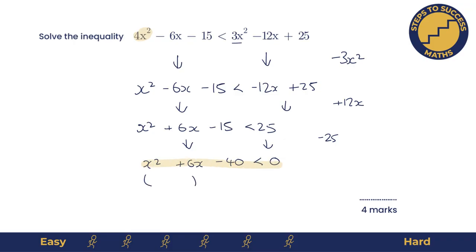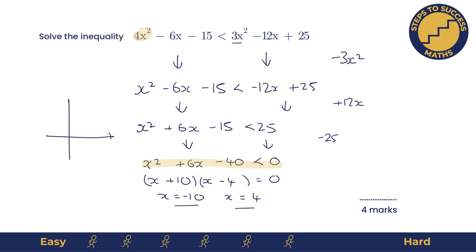So we're going to put it equal to 0 and then use our 2 sets of brackets. x and x, we want to make negative 40 and then plus 6. So plus 10 minus 4, and that's equal to 0. So x is negative 10 and x is 4. And now we need to sketch it. So we've got negative 10 and 4 and negative 40.